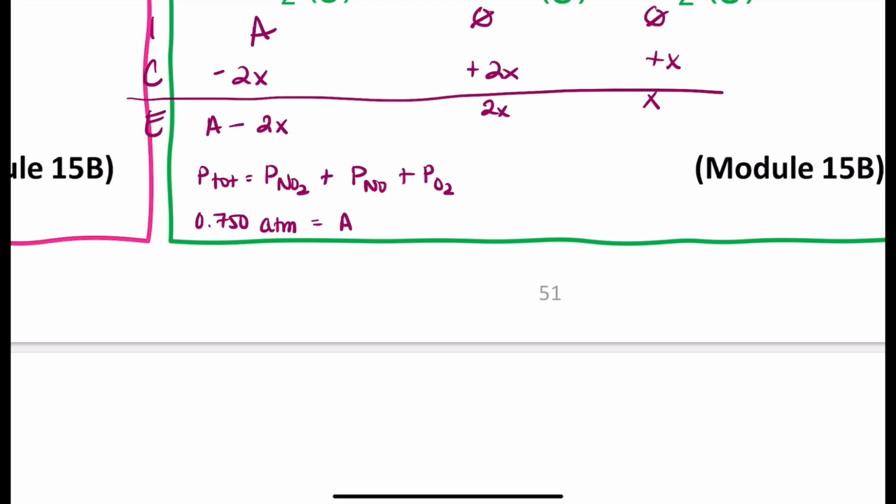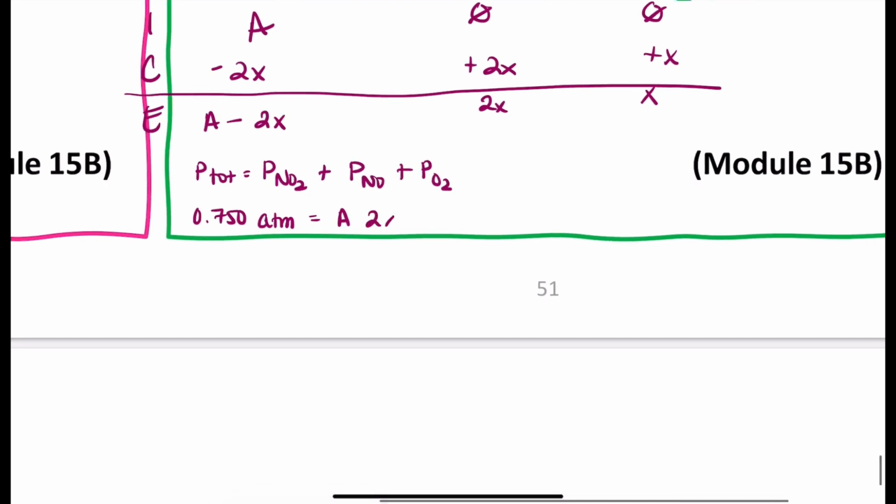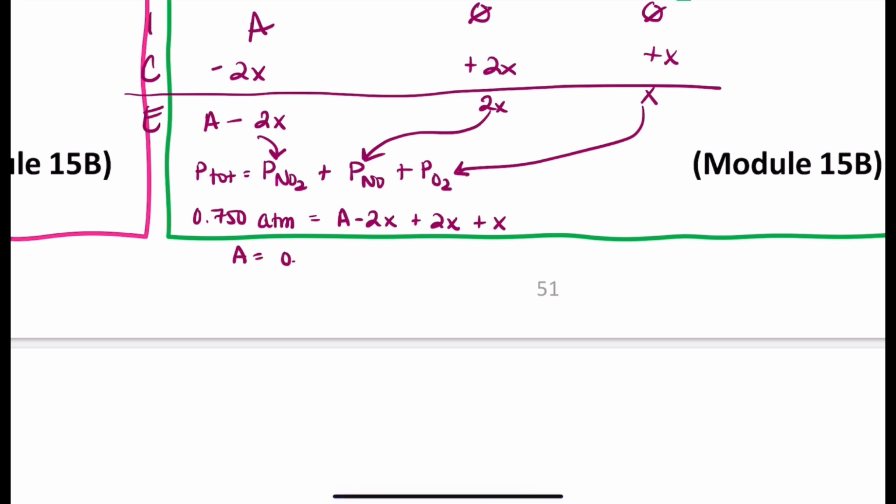So I'm going to substitute in from above: A minus 2x for the partial pressure of NO2, 2x for the partial pressure of NO, and x for the partial pressure of O2. And I'm going to simplify that. The plus 2x minus 2x cancels out. That gives me 0.75 equals A plus x. I'm going to isolate A: 0.750 minus x.